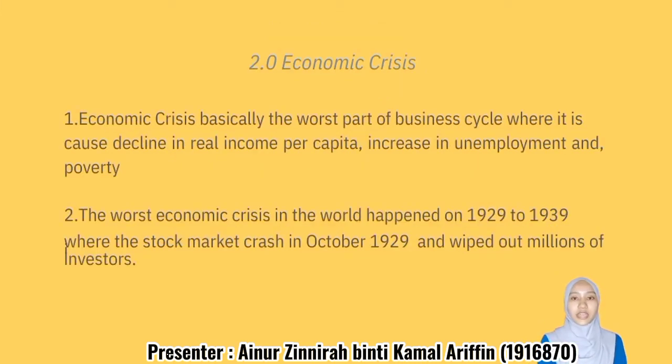Okay, let's go to the economic crisis of the business cycle. Economic crisis always happens all around the world. It is basically the worst part of the business cycle because it causes a decline in real income per capita, and an increase in unemployment and poverty. The worst economic crisis in the world happened in 1929 and wiped out millions of investors.